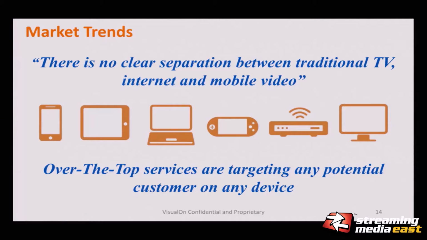So from our customers' perspective, this is what they see. There's no clear separation between reaching a traditional TV, internet, or mobile video. So OTT services need to get to any and every potential device at any location wherever the customers are. This is the challenge that they face. The realities of getting to every device, every place are fraught with device fragmentation as well as service fragmentation. So we can sit and talk about all these advancements, but they face this challenge day in and day out.